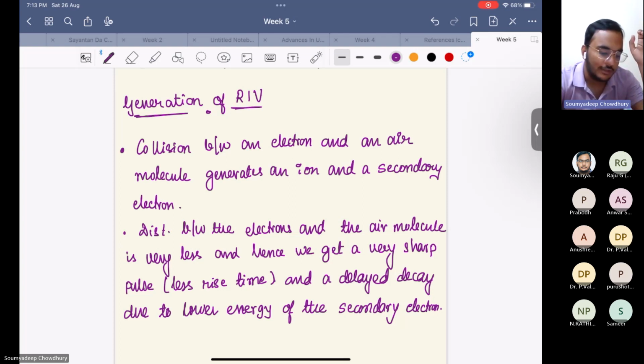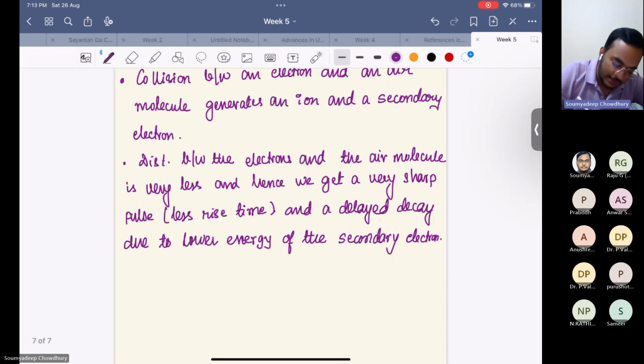So what will be the characteristic of that pulse? For a pulse, there will be a rise time and a fall time. The rise time is basically decided by the distance between these electrons and the air molecule during the collision. And the falling part will be decided by the energy of the secondary electron which is generated. What is the energy content of that? And this pulse is called the radio interference voltage, that is RIV.